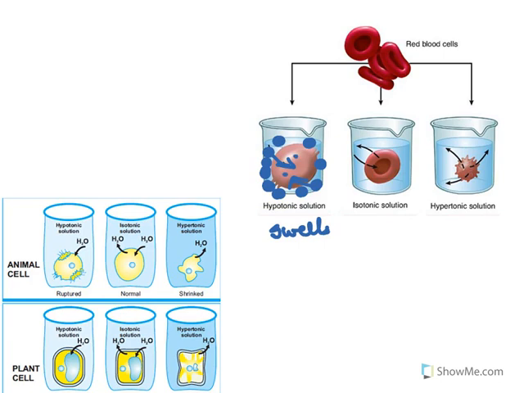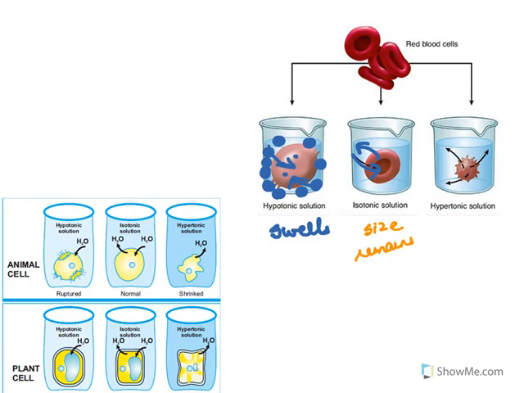Then in the next case, it is put in an isotonic solution. In an isotonic solution, the concentration of water inside and outside is the same. So the amount of water leaving is equal to the amount of water entering, and the size of the cell remains the same.